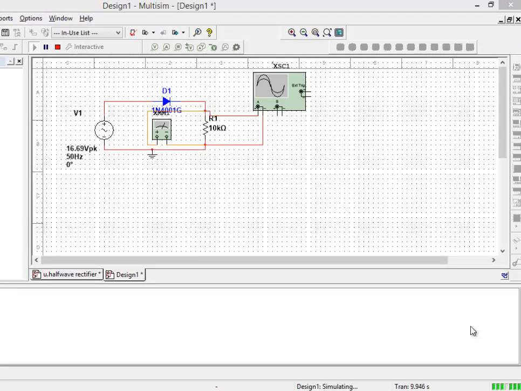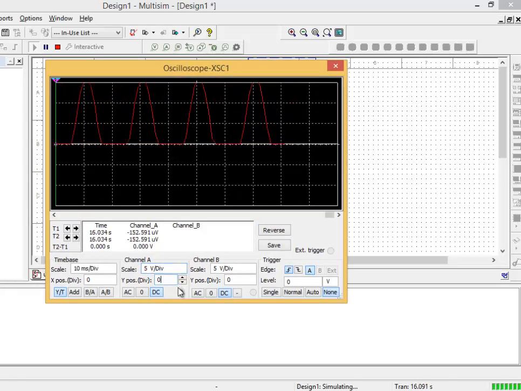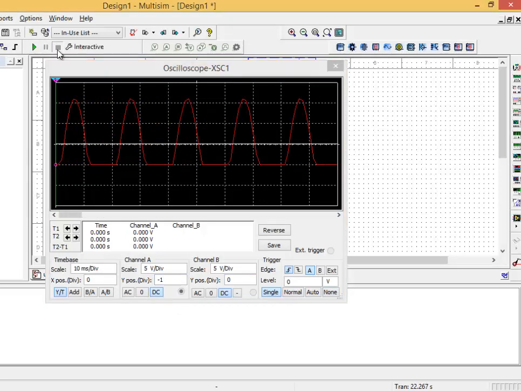Let's move forward and measure our peak to peak value. As it is getting out of our screen, we are going to bring it down by decreasing the Y value. Now we are going to stop it and measure the peak to peak value.